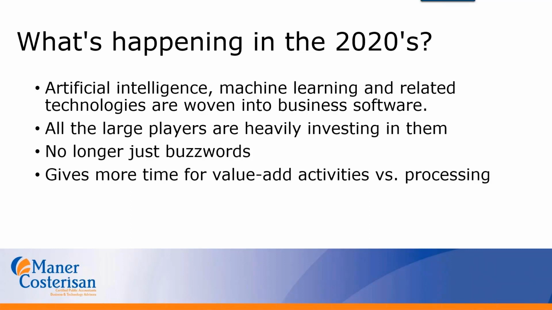But overall, in the 2020s, artificial intelligence and machine learning and robotic process automation are big deals in the new decade, and they're no longer just buzzwords. And ultimately, the reason why you'd want to think about having your organization deploy these tools is it gives more time for value add activities versus just straight up processing of data.